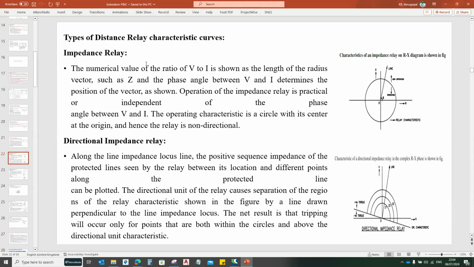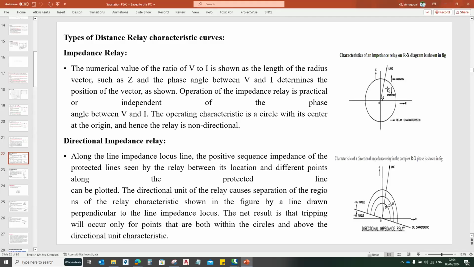So now we can discuss the types of distance relays and the characteristic curves which are available in India as well as outside. So that will be the impedance relay. The impedance relay is based on the voltage and current input parameters, and based on that they will form one circle, the operating circle, we can say.